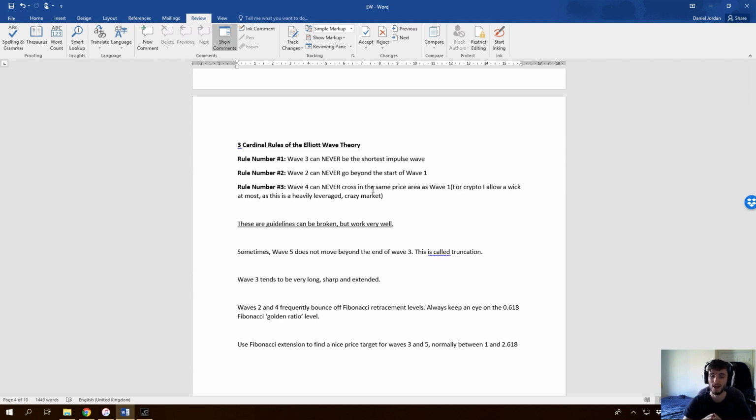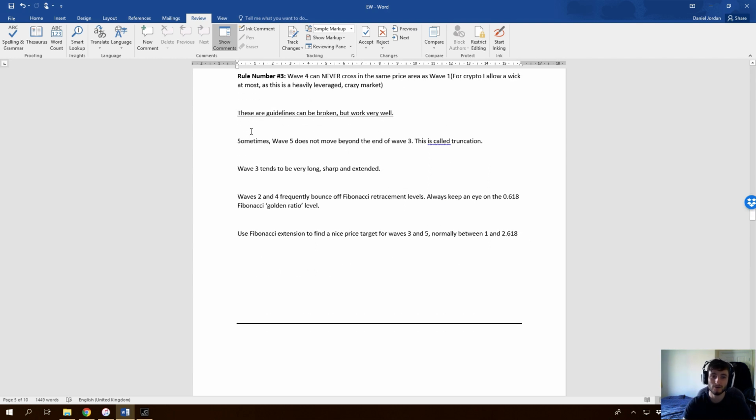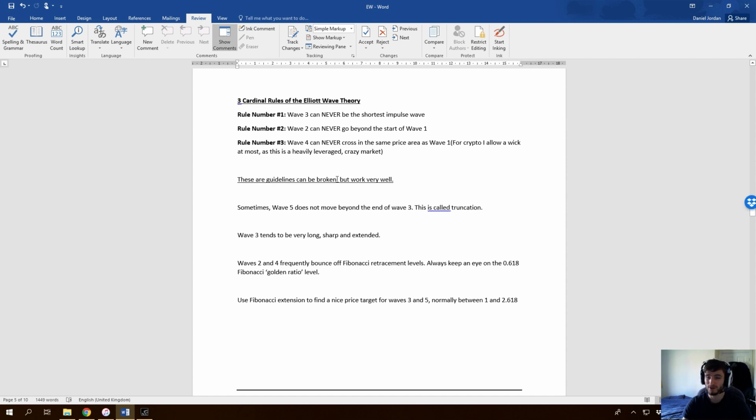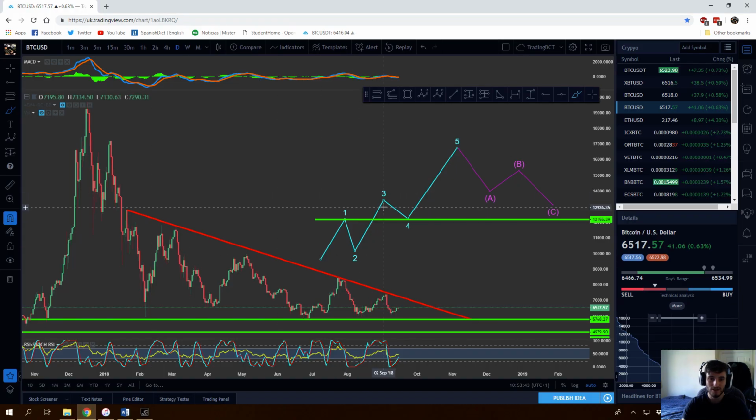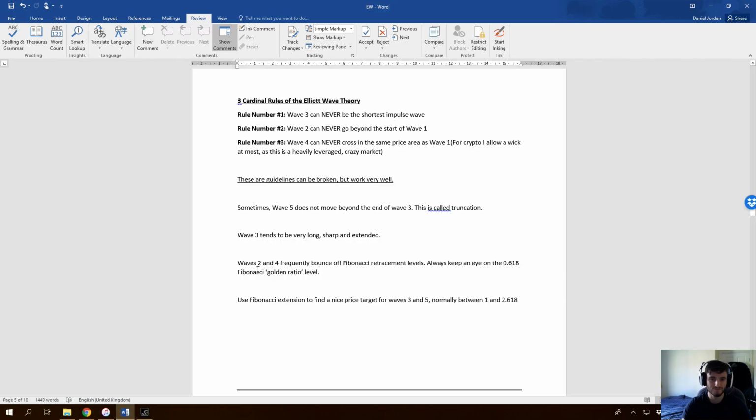Okay, these rules are the bread and butter for Elliott Waves. They must be met. Okay, so these are guidelines that can be broken, but I find they work very well. So these rules can be broken, but the majority of the time I find them working, and they really work as a trader. Okay, so sometimes wave 5 does not move beyond the end of the wave 3, and this is called a truncation. Okay, so this is where we are seeing truncation.